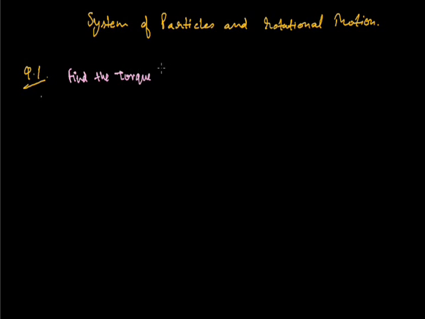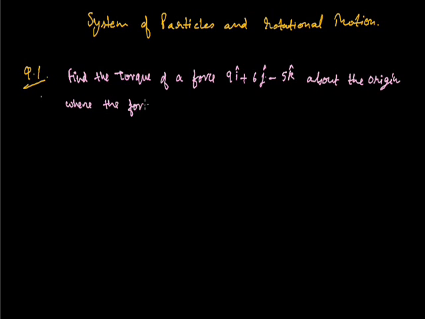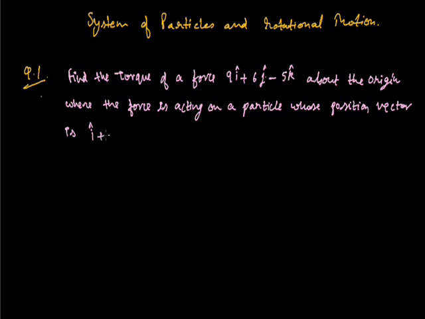Find the torque of a force 9i cap plus 6j cap minus 5k cap about the origin, where the force is acting on a particle whose position vector is i cap plus j cap minus k cap. The solution for the numerical.